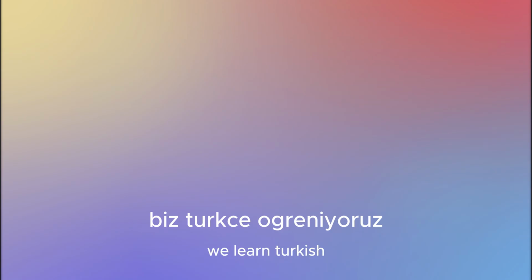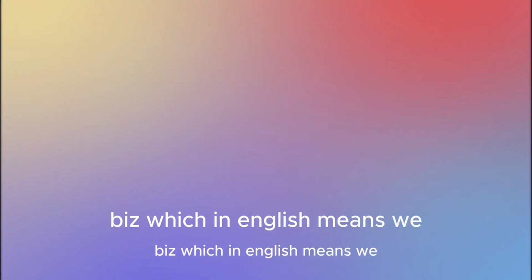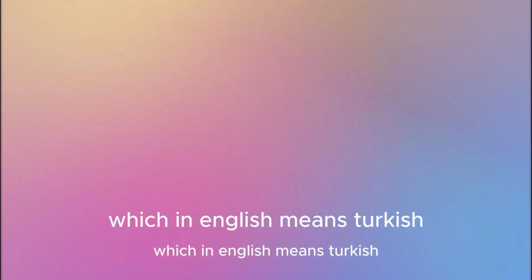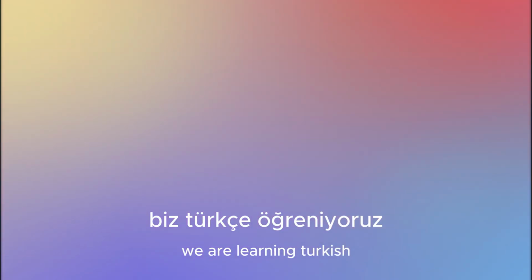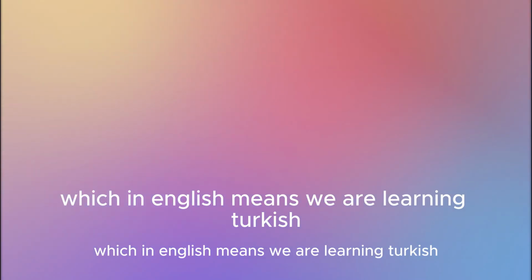Good. Now another one. Biz Türkçe öğreniyoruz, which in English means we are learning Turkish. Biz, which in English means we, Türkçe, which in English means Turkish, öğreniyoruz, which in English means are learning. Again, biz Türkçe öğreniyoruz, which in English means we are learning Turkish.